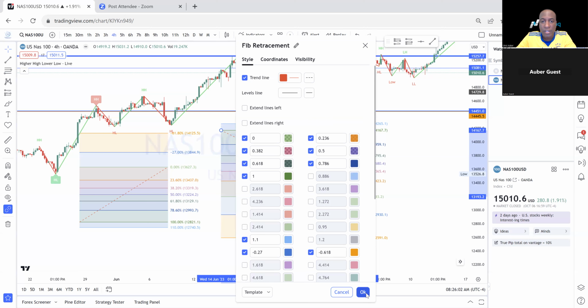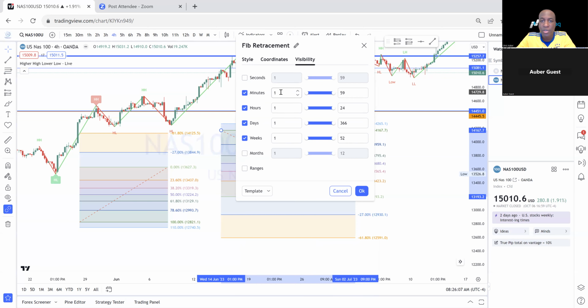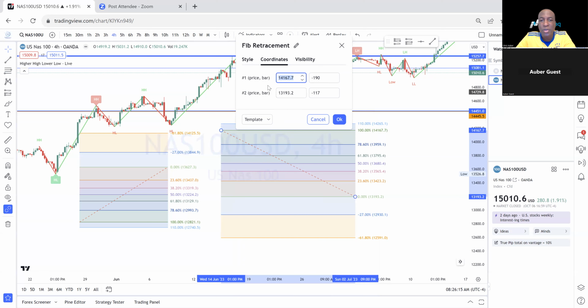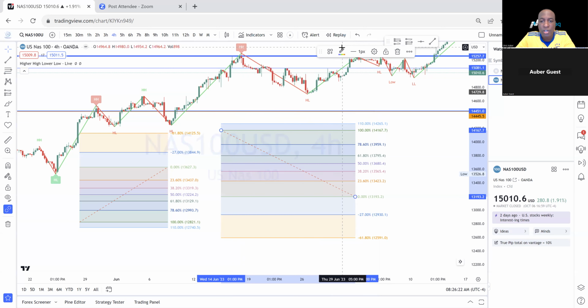So once you're done with that, you can choose which time frames you want your fibs to be visible on. I just leave that. I don't mess with that. Coordinates, these are where you'd put values if you want to get very specific. I really don't use that. All right. So once we're done with that and my fib is set up correctly, the reason I use different colors is that I can see what's going on in a particular zone. I can just look at a color and I know which particular zone it's in.